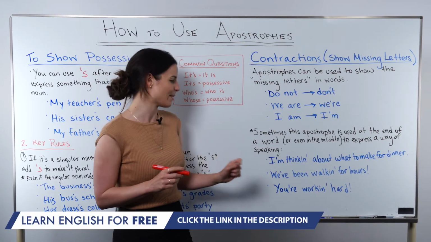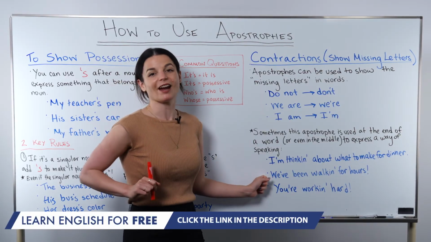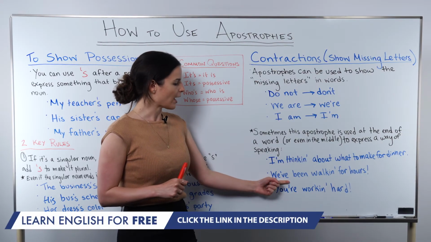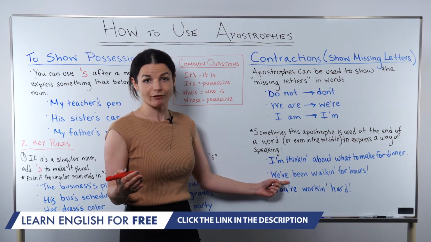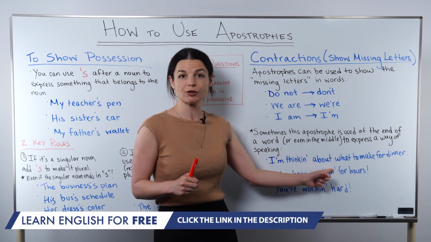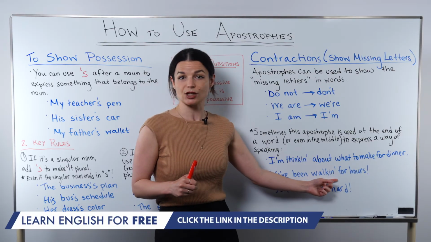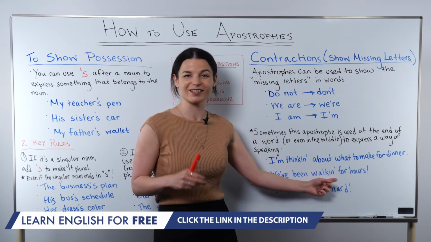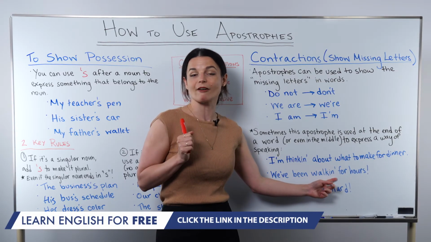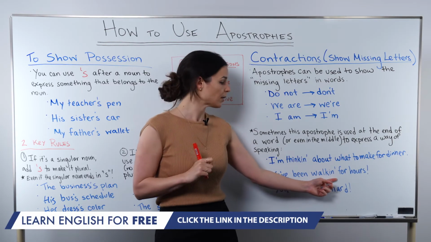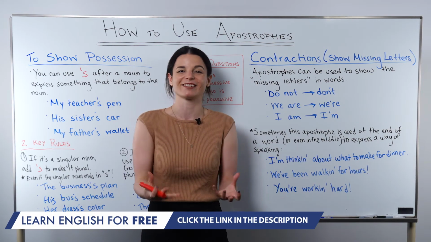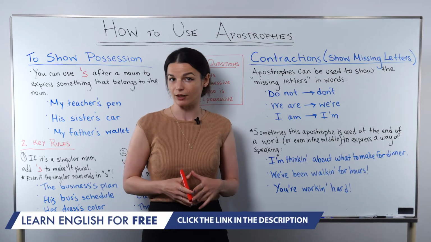Let's look at another example. We've been walking for hours. So here again, we have this basic contraction. We've been walking for hours. So again, there's this apostrophe at the end of this ing word, right? And the G is missing. So the apostrophe is showing us something is missing and we've cut the word off early. So walking becomes walkin'. Walking. We've been walking for hours. So this expresses a kind of rough or casual manner of speaking.